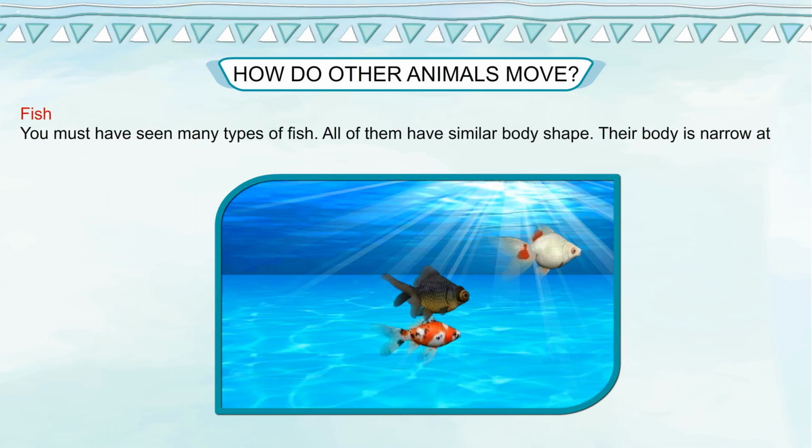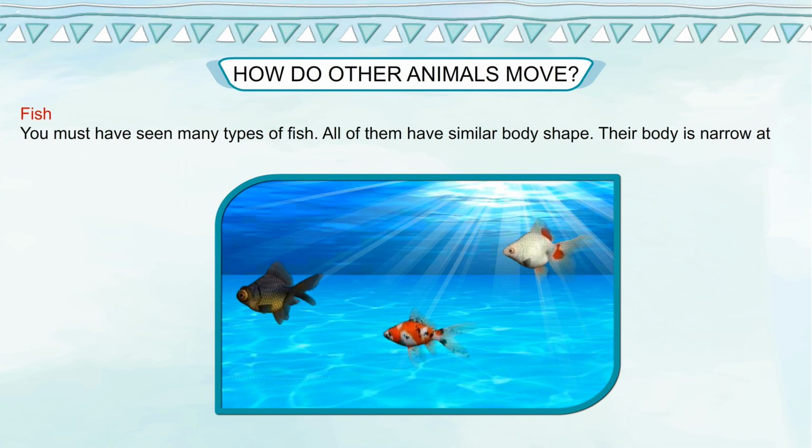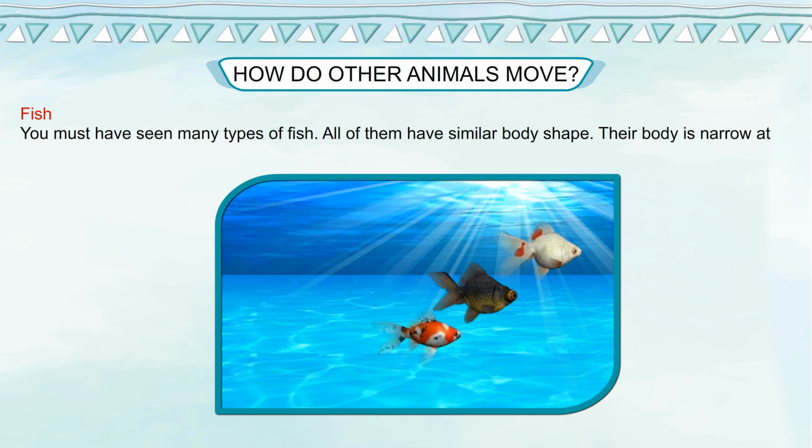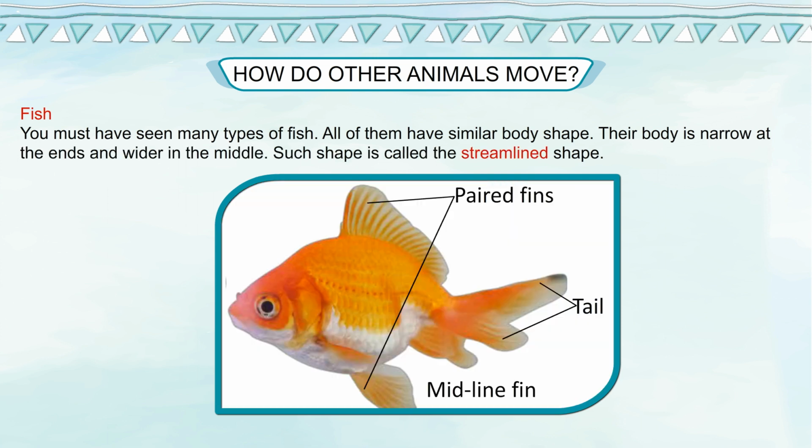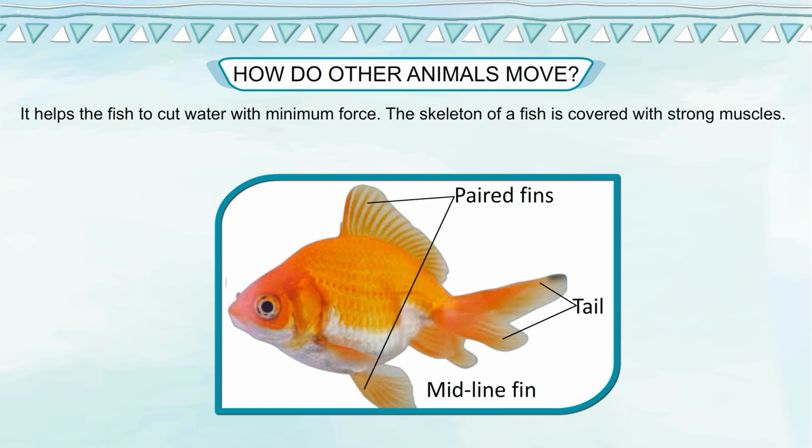Fish. You must have seen many types of fish. All of them have similar body shape. Their body is narrow at the end and wider in the middle. Such shape is called the streamline shape. It helps the fish to cut water with minimum force.